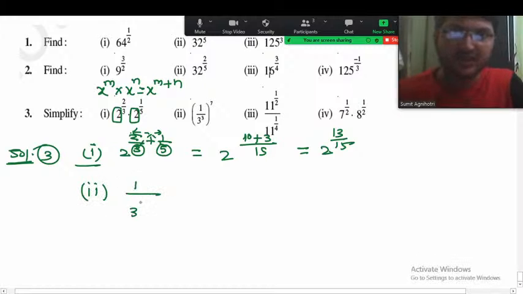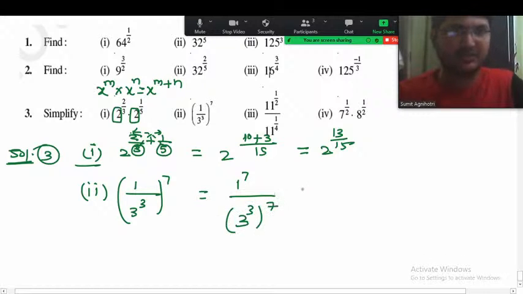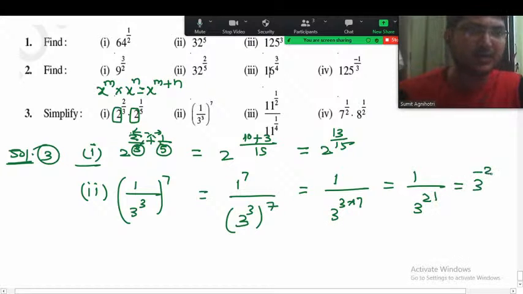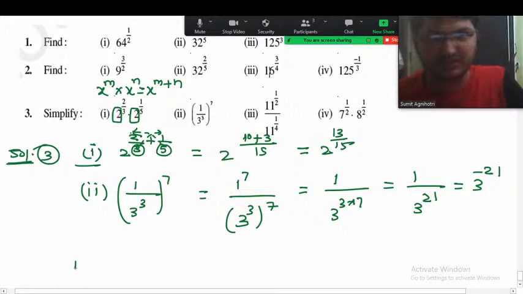Now the second question. 1 over 3 raised to the power 3, all raised to the power 7. It can be written as 1 raised to the power 7 and 3 raised to the power 3 raised to the power 7. That can be written as 1 over 3 raised to the power 3 into 7. That can be written as 1 over 3 raised to the power 21. Or if you want to write in negative power, you can write 3 raised to the power minus 21. Got it? Okay.